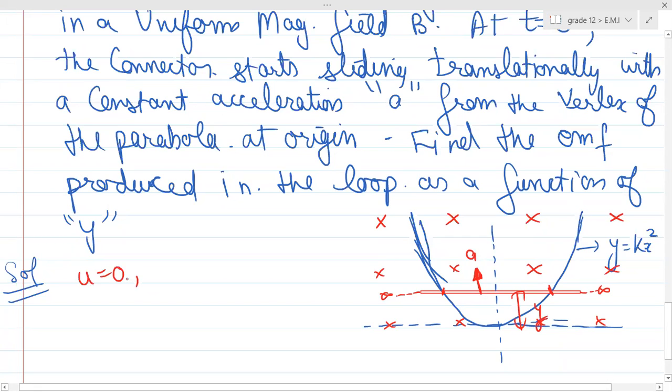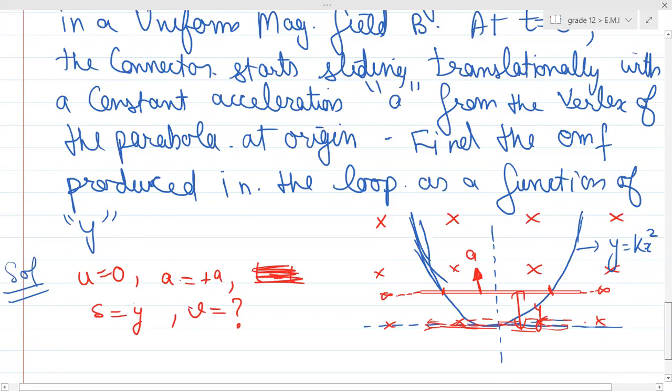Initially, it is at rest on the x-axis. Then it starts moving with a uniform acceleration, plus a. If I say time is t, then or instead of doing it with time, let's say at a displacement y, what is the velocity?